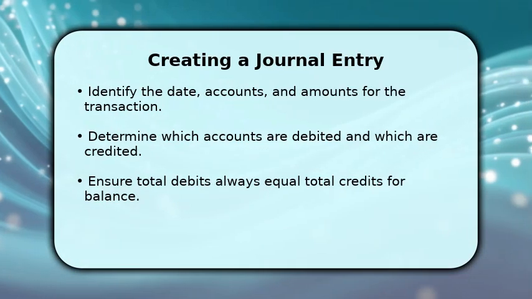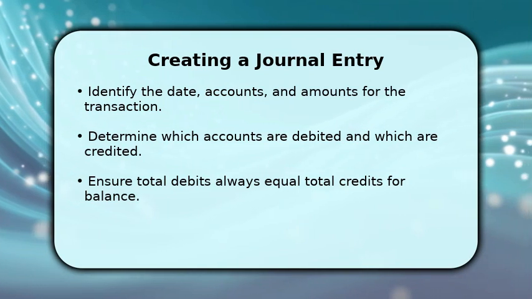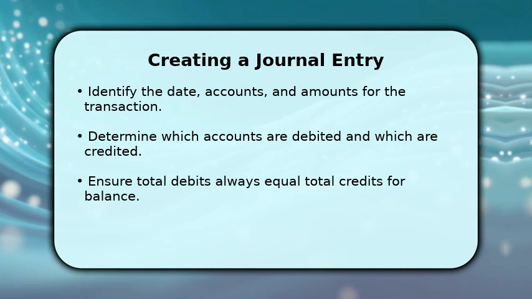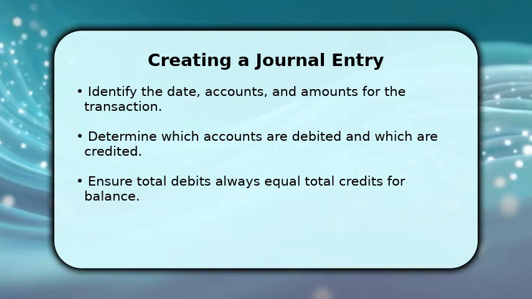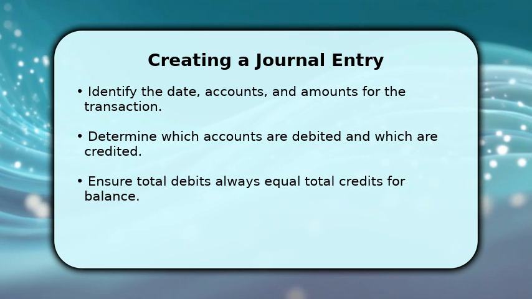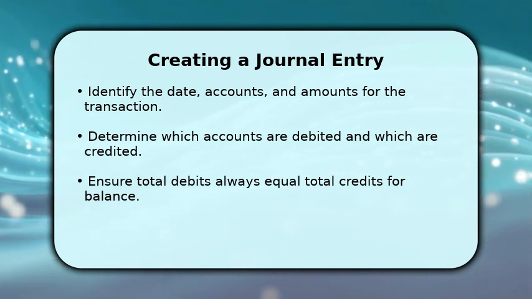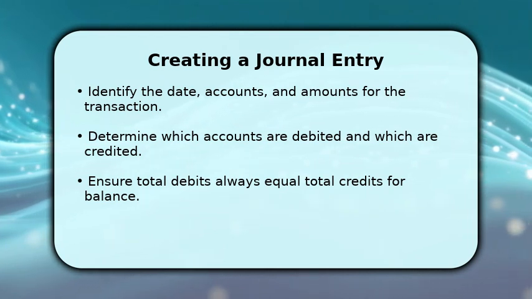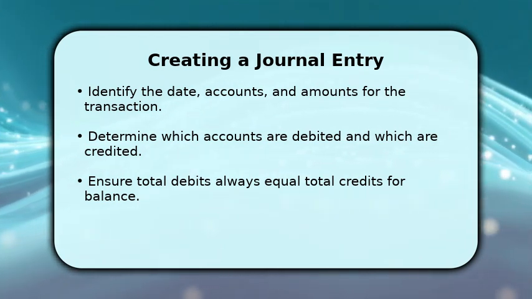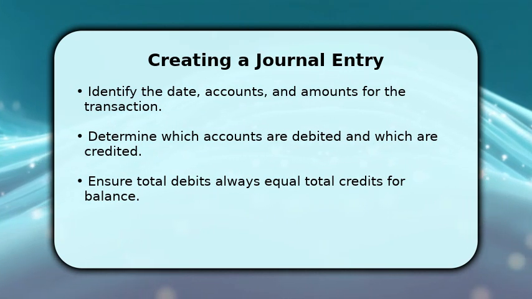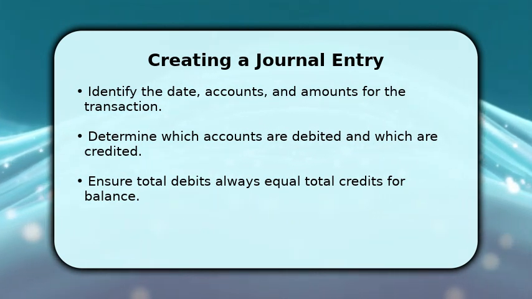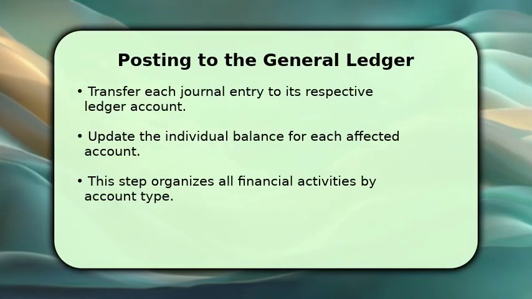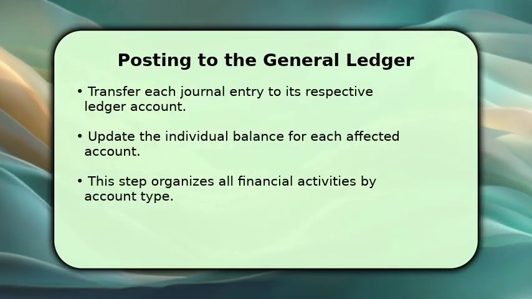To create a journal entry, first identify the transaction date and the specific accounts involved. For instance, if you're adding $100 to a cash account, you'll debit cash. Then, you must credit another account, perhaps a revenue or equity account, for the same $100. This adherence to double-entry bookkeeping, where debits always equal credits, is absolutely essential for maintaining the integrity of your financial system. Once your journal entry is complete, the next step is posting it to the general ledger.